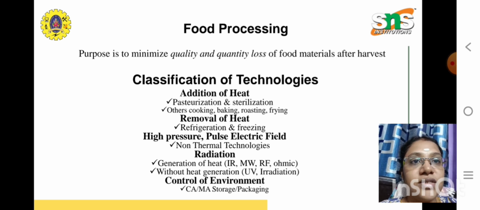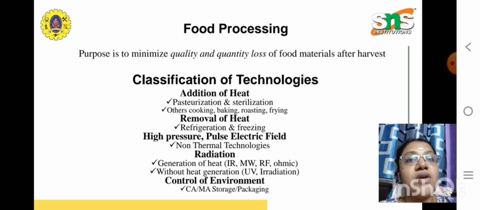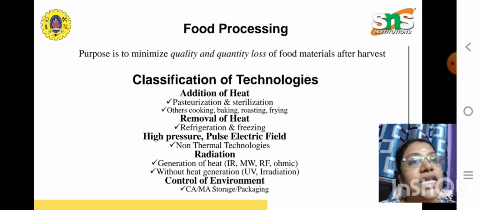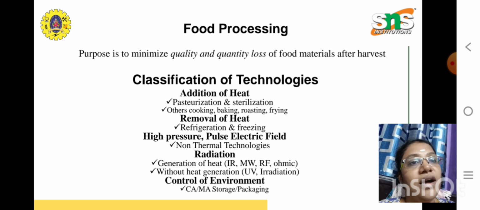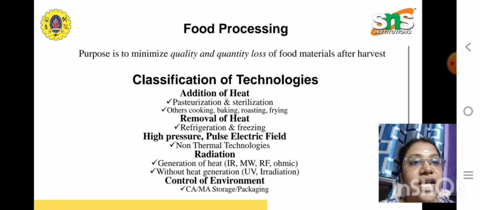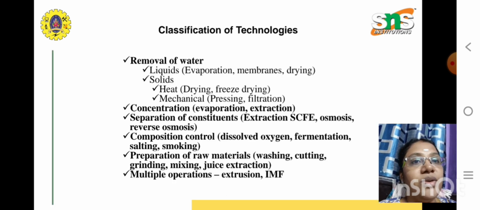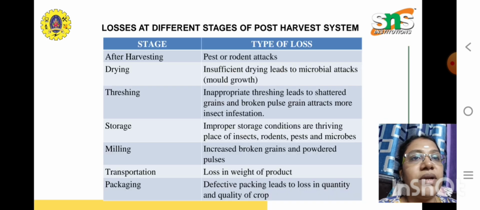So food processing is nothing but, we all know the purpose of food processing is mainly to minimize the quality and the quantity loss of food materials after the harvest. So these are the various types of technologies that we adopt for different value addition of foods, like addition of heat, removal of heat, high pressure, pulsed electric, radiation, control of environment, and removal of water. Then concentration, separation of constituents, then preparation of raw materials, and multiple process.